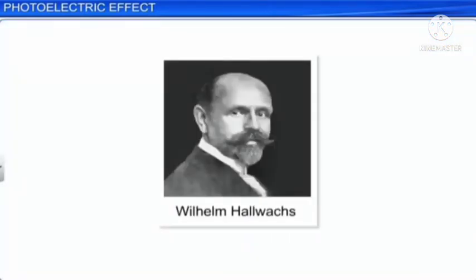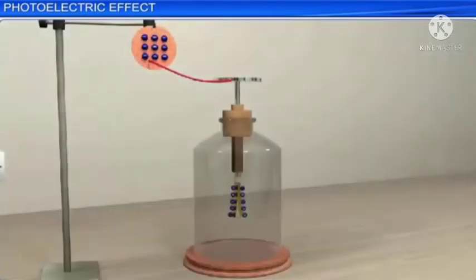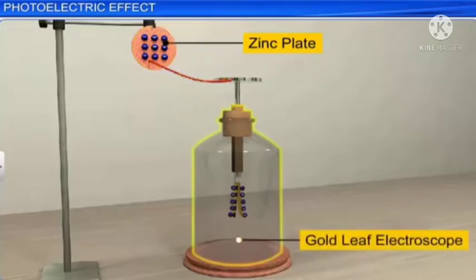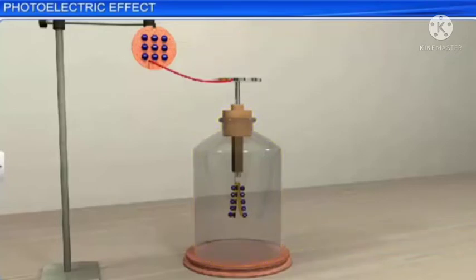Further studies of this phenomenon were carried out by Wilhelm Hallwachs through a very simple experiment. He mounted a clean, circular, negatively charged zinc plate on an insulating stand and connected it by a wire to a gold leaf electroscope. He observed that when ultraviolet radiation was incident on the negatively charged zinc plate, it lost its charge.